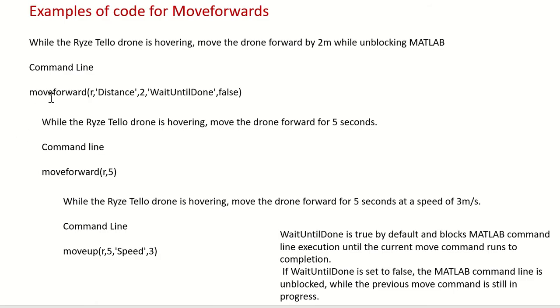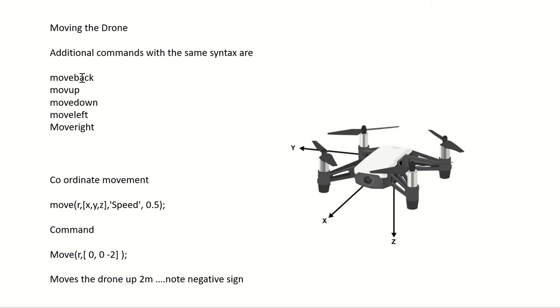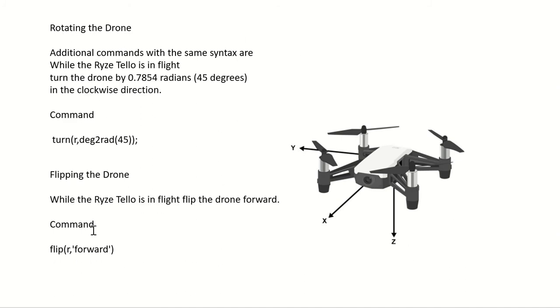So you say move forward, distance 2 meters, and wait until done false allows you to interrogate what the drone does as it moves. If you did move forward, say 5, it would move forward for 5 seconds. So there are different types of commands here. You have to learn how to use them, but they're quite easy. You've then got move up, move down, move back, move left, move right. They're quite nice, simple commands you can use to move your drone about.